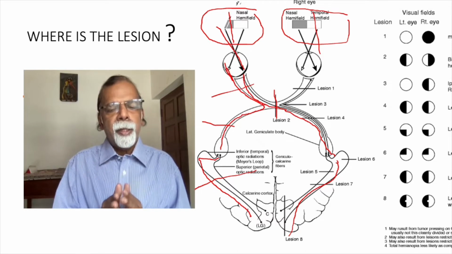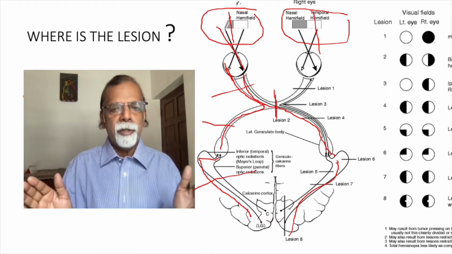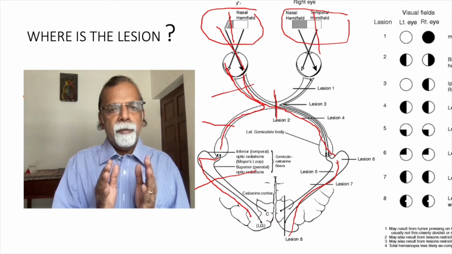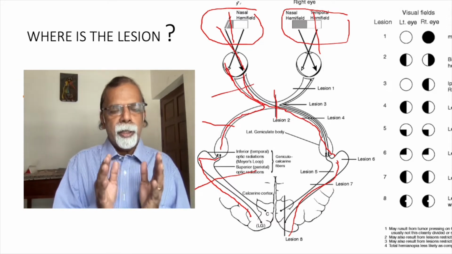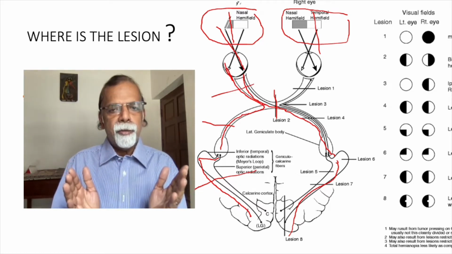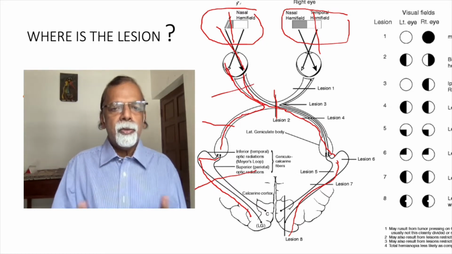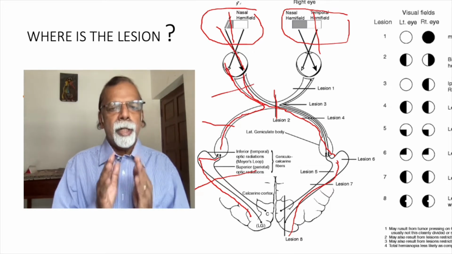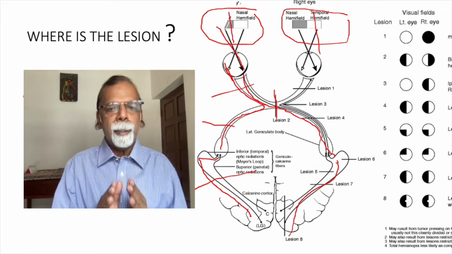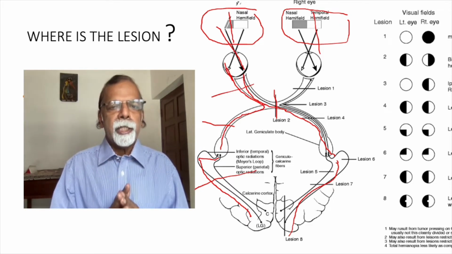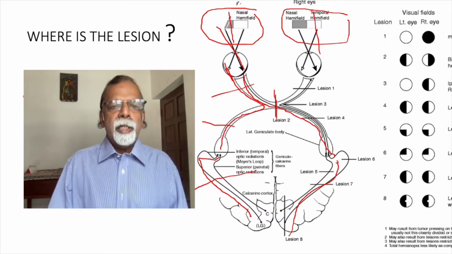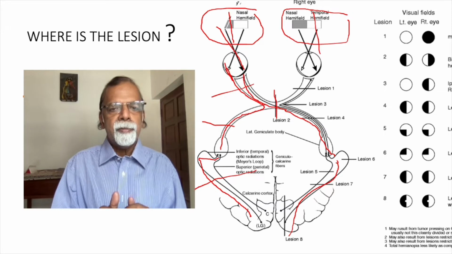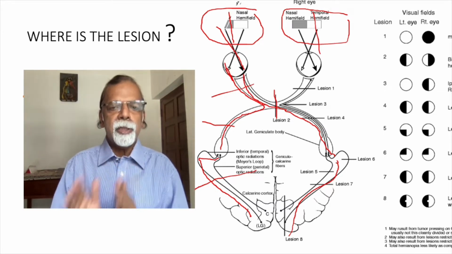Chiasmal lesions characteristically produce bitemporal field defect. As we already discussed, the nasal part of the retina represents the temporal visual field and it is going through the chiasm. So any lesion in the chiasm produces bitemporal field defect. This is the typical finding of an optic chiasmal lesion. Then comes the retrochiasmal. Any retrochiasmal lesion, the rule of thumb is it will produce homonymous hemianopia.